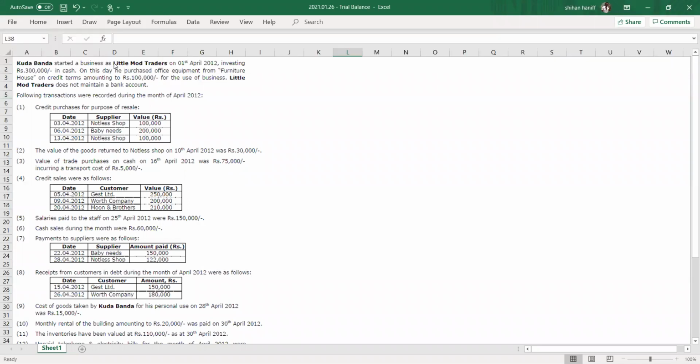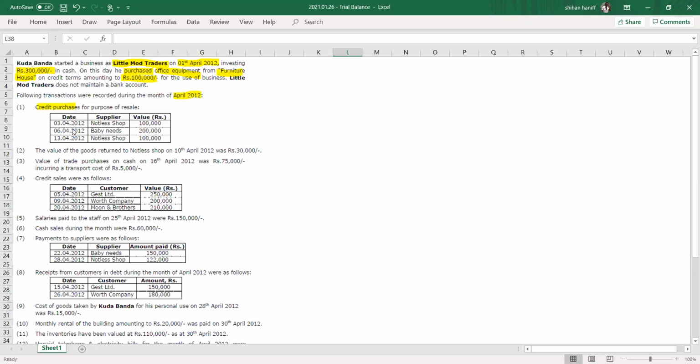Kudabanda started a business as Little Mod Traders on 1st of April 2012, investing 300,000 rupees in cash. On this day, he purchased office equipment from Furniture House on credit terms amounting to 100,000 for the use of the business. Little Mod Traders does not maintain a bank account. So no bank account, only cash. The following transactions were recorded during the month of April 2012.